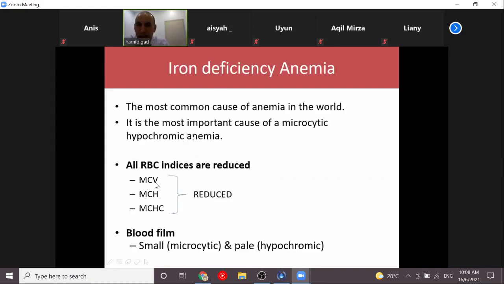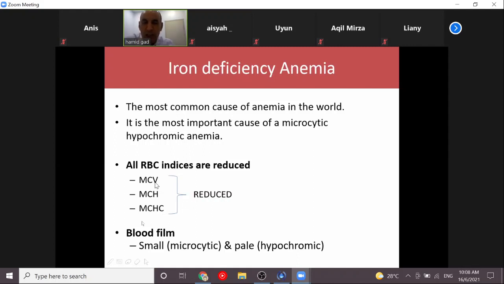Iron deficiency anemia is the most common cause of anemia and the most common cause of microcytic hypochromic anemia. When we say microcytic hypochromic anemia, all the red blood cell indices are reduced. This is from the complete blood count. Again, anemia means hemoglobin is low, MCV, mean corpuscular volume, is low, MCH is low, and MCHC is low.